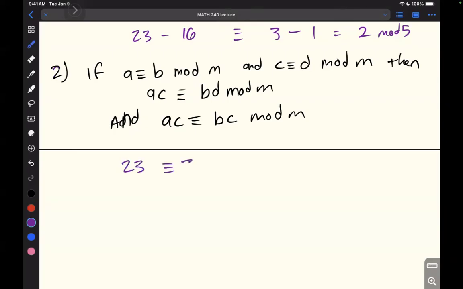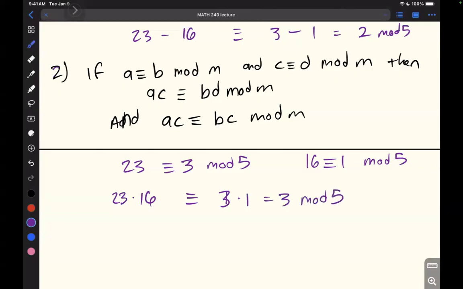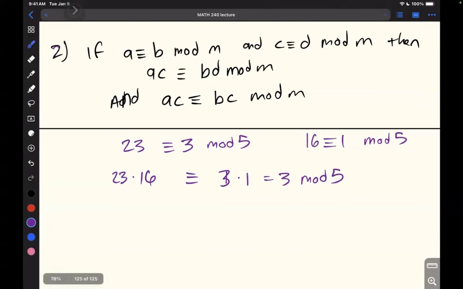Okay, so let's look at 23 being equivalent to 3 mod 5 and 16 and 1. And so 23 times 16, that's a big number. Do I want to compute it? No. This is equivalent to 3 times 1, which is 3. So that gives us that.